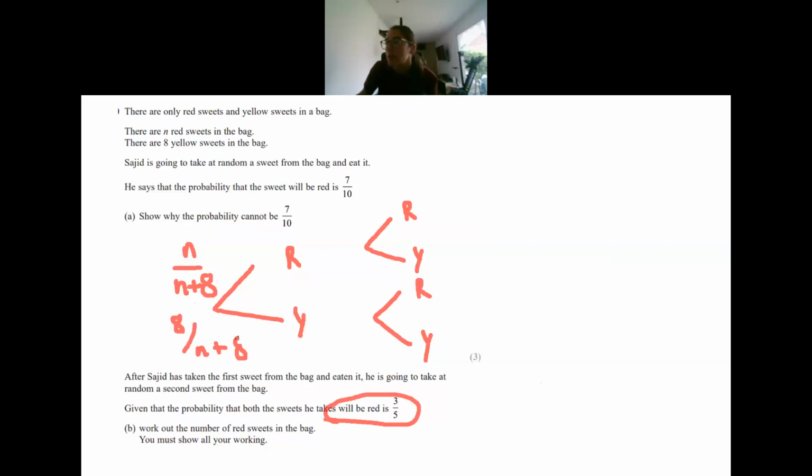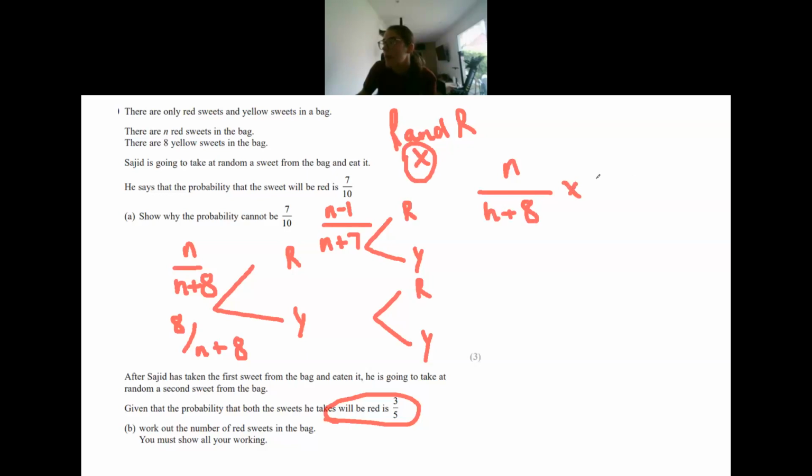I'm only interested in both sweets being red, so I'm going to say n minus 1 over n plus 7. I've taken 1 red sweet, so I've got 1 fewer red sweets, that's n minus 1. I've taken one sweet from the bag, so I go down to n plus 7. Both sweets are red, so that means red and red. So n over n plus 8 times, and rule and or rule. When we use and in probability, we times. When we or, we add. So if you had red and yellow or yellow and red, you would times those probabilities, then add them.